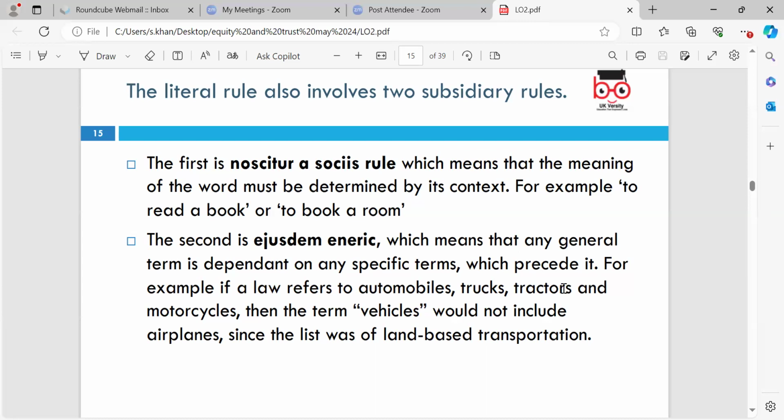There are many disadvantages of the literal rule. For example, another case, R v McGuinness, 1987, the defendant was charged with possession of a controlled drug with intent to supply under the Misuse of Drugs Act 1971. The defendant claimed that the drugs belonged to a friend who was picking them up later. The judge stated that handing the drugs back was supply. The case was upheld on appeal.